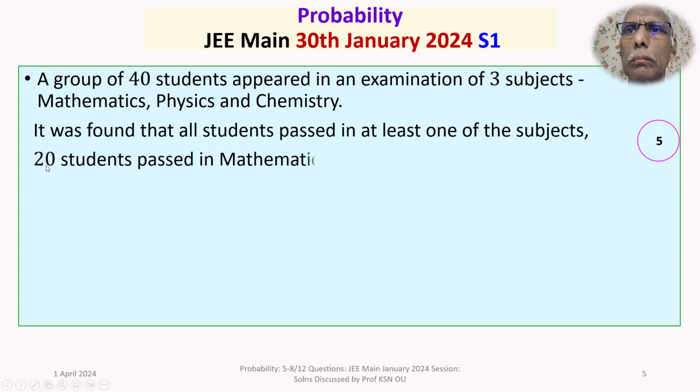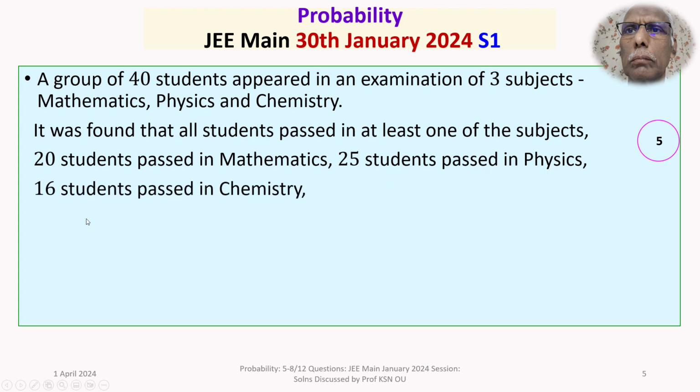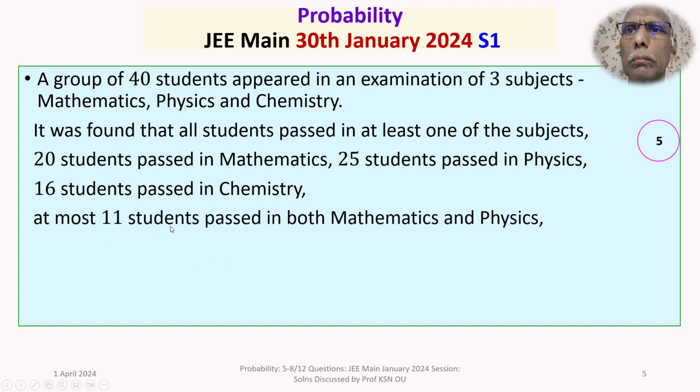And it is given 20 students passed in mathematics, n of M is 20. 25 students passed in physics, n of P is 25. And 16 students passed in chemistry, n of C is 16. And it is further given, at most 11 students passed in both mathematics and physics. That means n of M intersection P is less than or equal to 11.